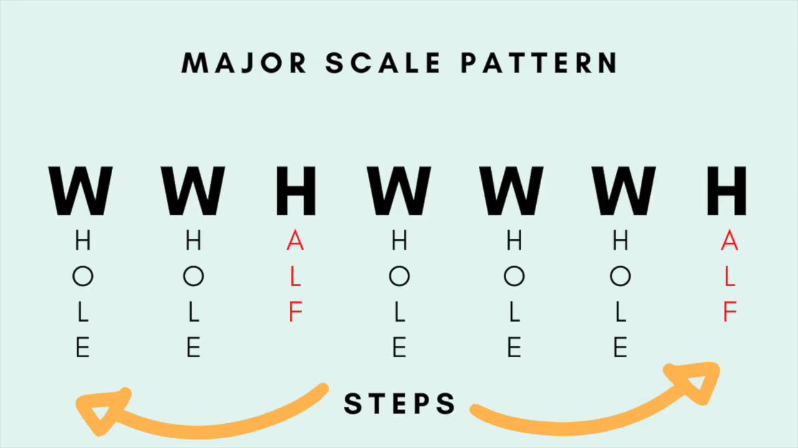So the major scale pattern has whole steps and half steps. And these whole steps and half steps make up the sound of a scale that we normally hear. So we'll have whole, whole, half, whole, whole, whole, half. And these whole steps and half steps happen between notes. So from one note to the next note, it could be a whole step or a half step.